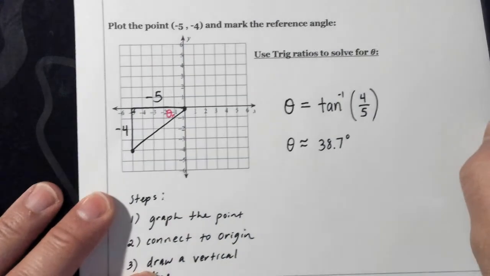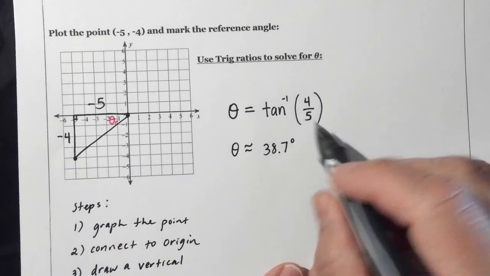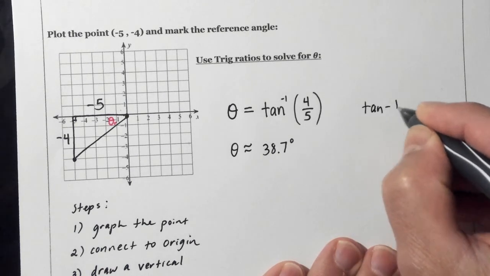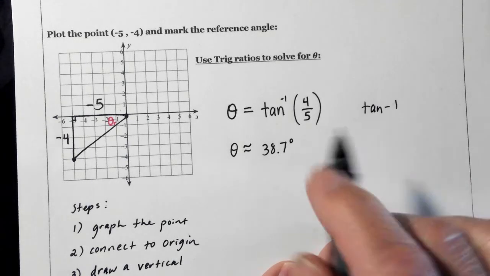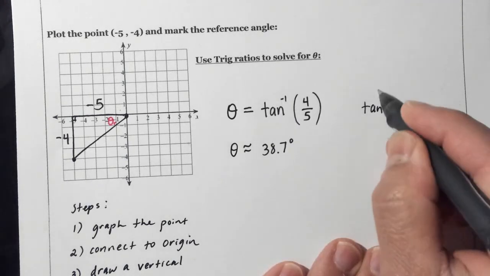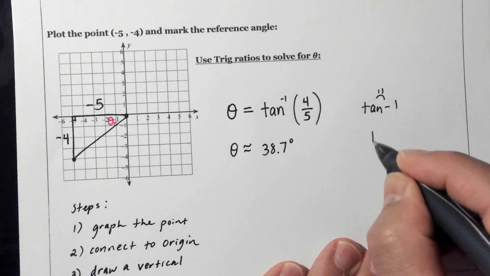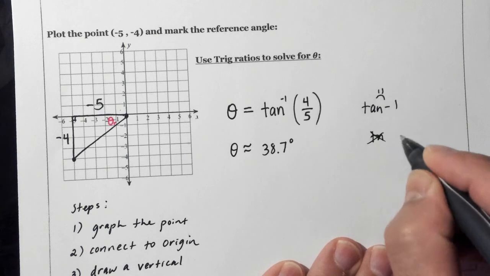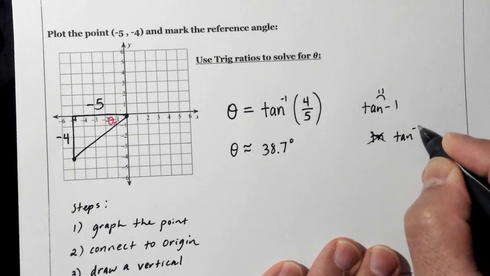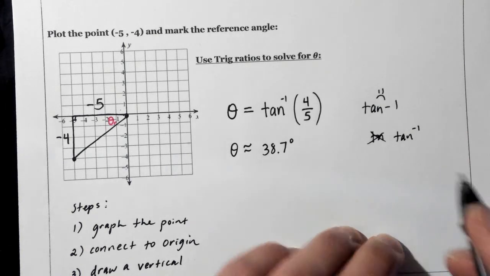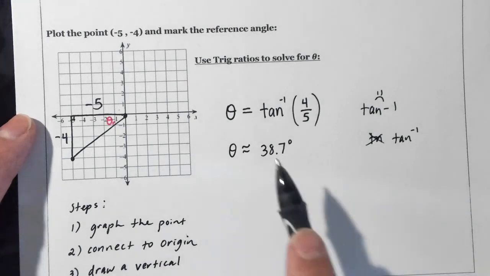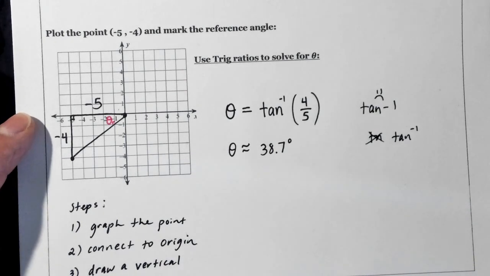Another side note, a couple of you on previous assignments were writing this incorrectly. I saw this, and this means something completely different than that. So, no bueno. Don't do that. Don't spell tangent like that. It looks like an exponent. It is not an exponent. It's just inverse tangent. Okay? Yeah? 38.7, approximately 38.7 degrees.